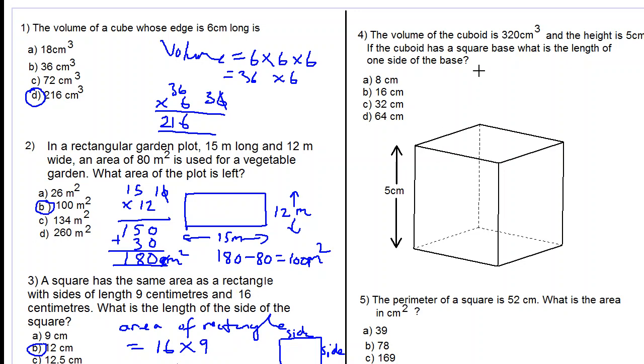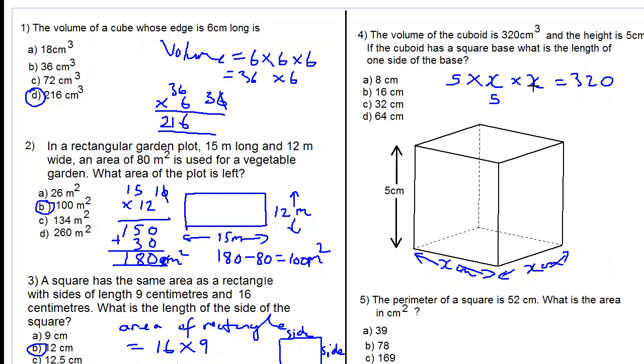Let's move on to number 4. The volume of the cuboid is 320 cm cubed. So we have a diagram of the cuboid here. And the height is 5 cm. If the cuboid has a square base, what is the length of one side of the base? So this base below is a square base, and each side must be the same length. So let's call the length of one side x centimeters, and we are asked to find x. So we are given the volume, and to calculate the volume of a cuboid, it is length by width by height.